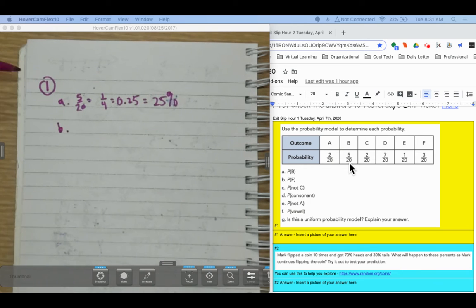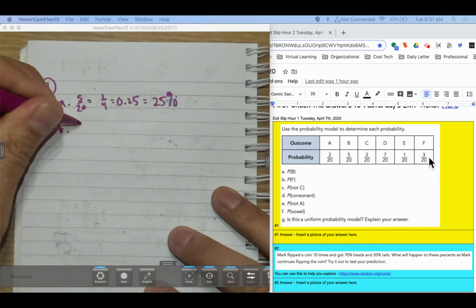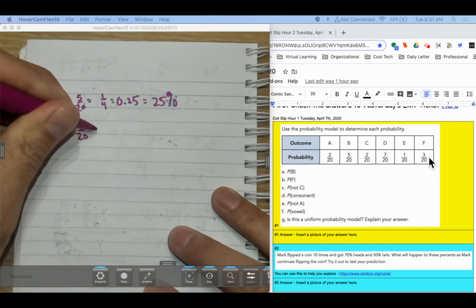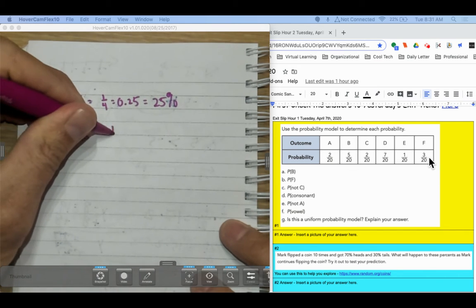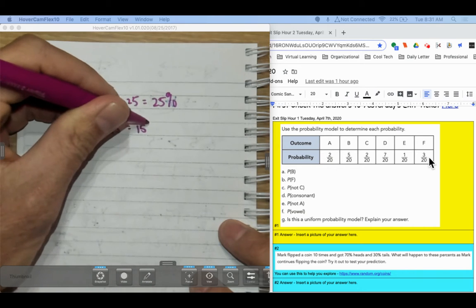B. Probability of F is 3 out of 20. That's the doggy. That would be the same as 15 hundredths or 15%.